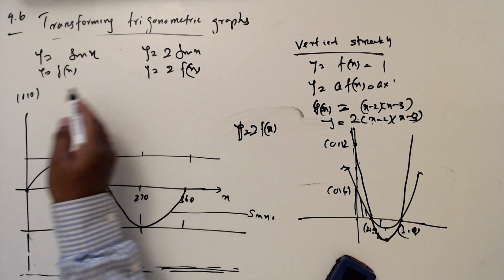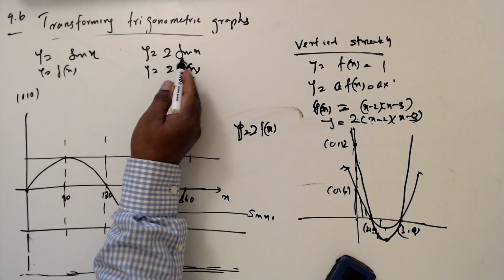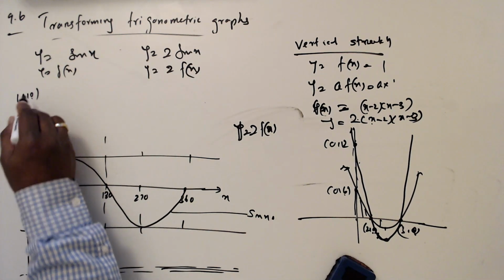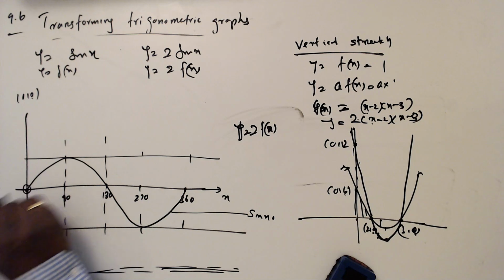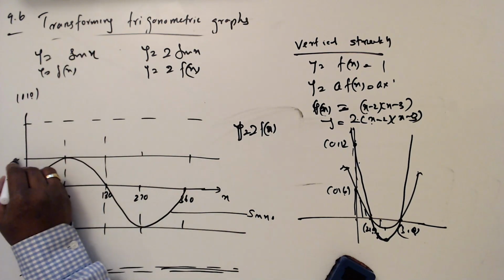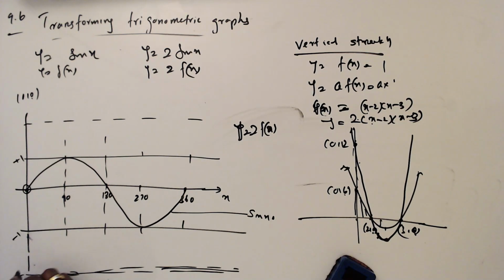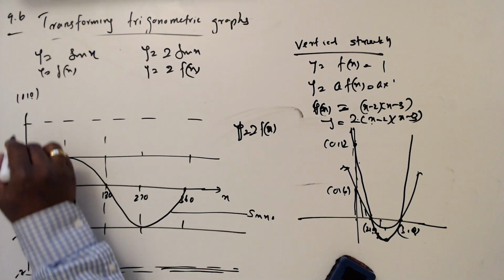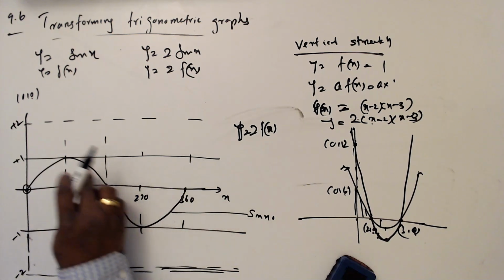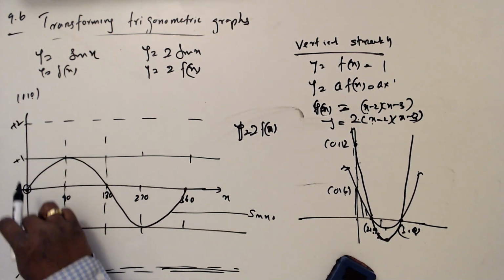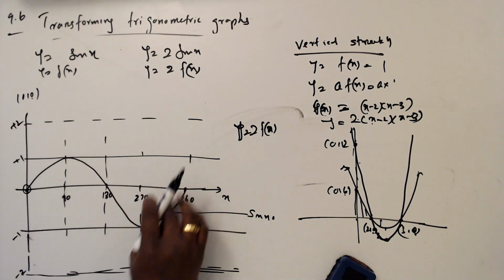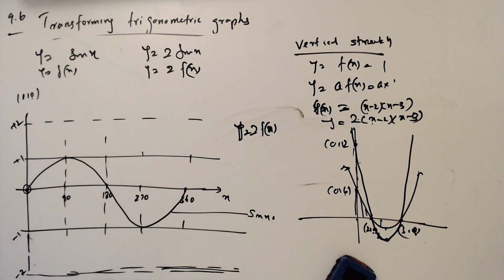We are doubling y values, not x values. So 2 times 0 is 0. Still this point is going to be here. So this is plus 1 and this is minus 1, and this is minus 2 and this is plus 2. We know that the range of sine is minus 1 to plus 1. It will bounce in between minus 1 and plus 1.